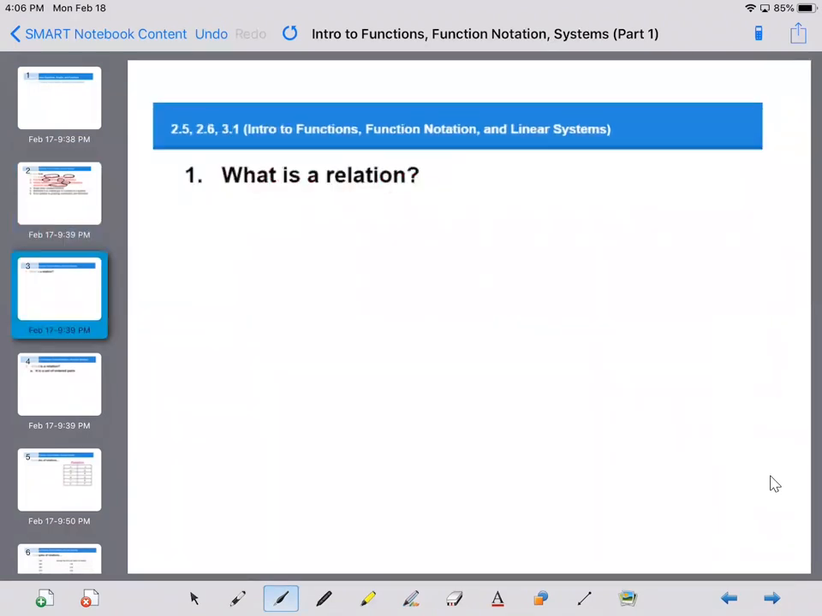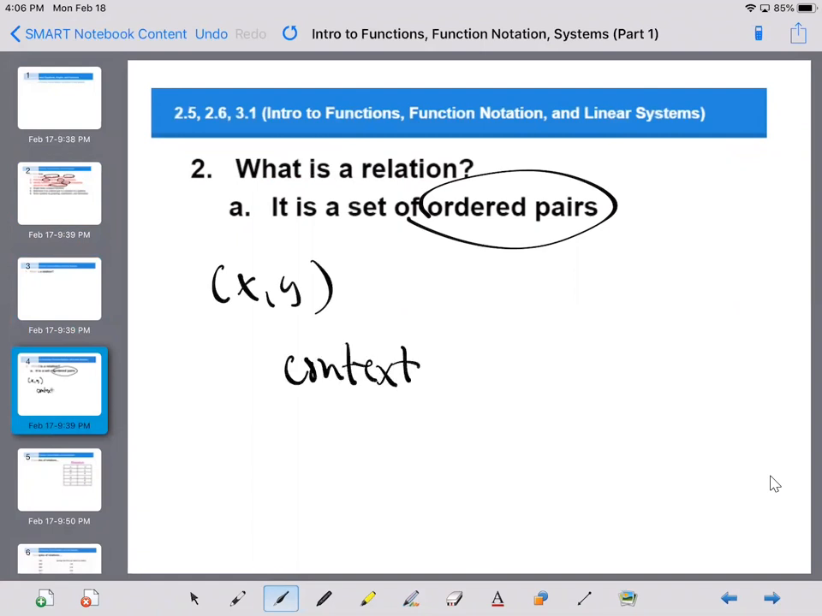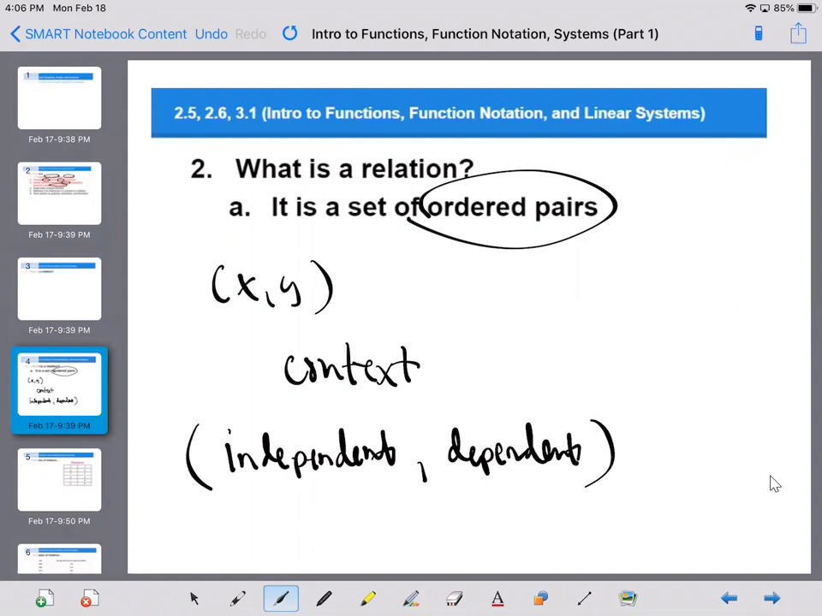So first off, let's talk about what is a relation. And a relation is simply just a set of ordered pairs. So we're dealing with that relationship between x and y, and we can look at different contexts where we have an independent variable and a dependent variable.